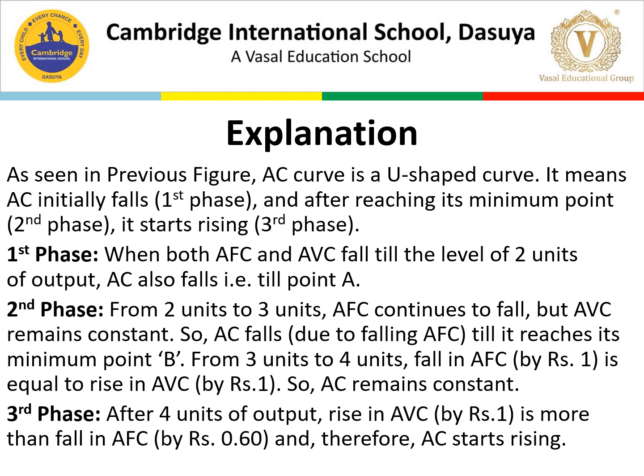So till it reaches the minimum point B, from units 3 to 4, the fall in AFC is by rupees 1 and equal to the rise in AVC, that is rupees 1. So AC remains constant in the second phase. Now in the third phase, after 4 units of output, the rise in AVC, rupees 1, is more than the fall in AFC, by rupees 0.60, and therefore AC starts rising.